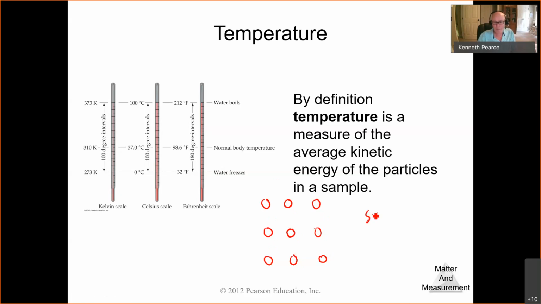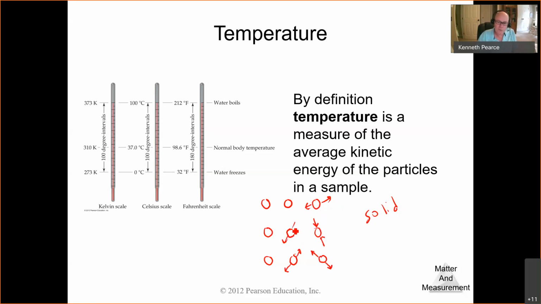By the way, the idea is that in these solids, these particles are fixed and they're not moving around, but actually they are. These represent average positions, and these guys are constantly moving randomly, constantly in different directions, okay?